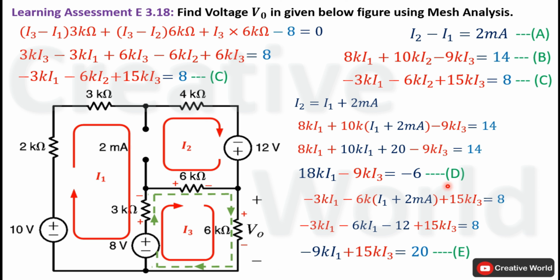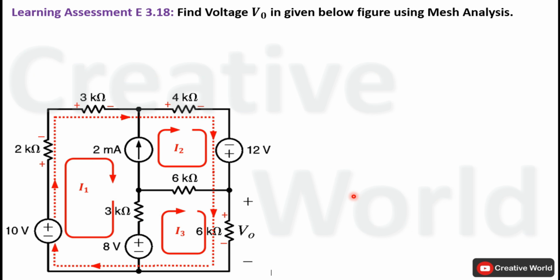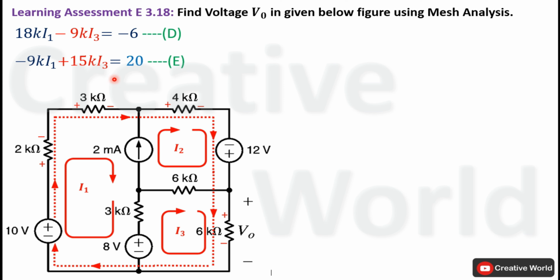Now we have two equations, equation D and equation E, which have two variables only. And from these two variables, we are interested to calculate the value of current I3. So we will try to omit variable I1 so that we can calculate the value of current I3. For that purpose, we will multiply this equation E with 2. The equation will become minus 18k I1 plus 30k I3 equal to 40. And add this resulting equation into equation D.